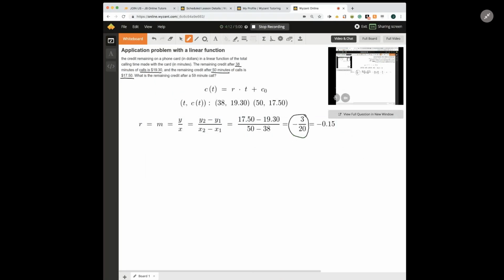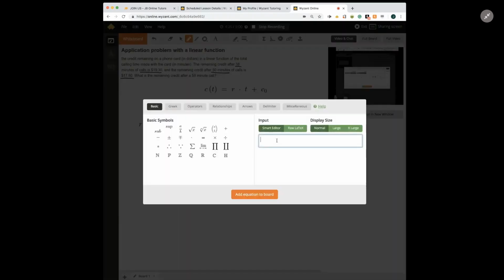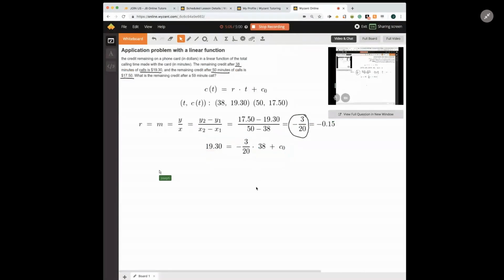And now that we have 2 points and we have the slope, we can actually solve for the initial value, which will give us the equation that will allow us to figure out the credit remaining after 59 minutes. And so, again, our formula is that the credit is equal to the rate times time plus the initial value, but we know the rate to be -3/20. We just solved that. Okay, and we've got a couple points. We can use either one. I'm going to use the one at 38 minutes. So at 38 minutes, we knew that our credit was $19.30. And so that gives us an equation with an unknown. And so as I explained, we don't really have time to talk about solving this, but what you would find if you solve this is that the initial value is equal to $25.